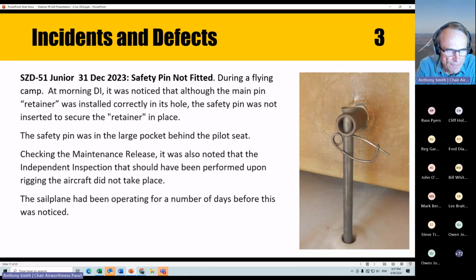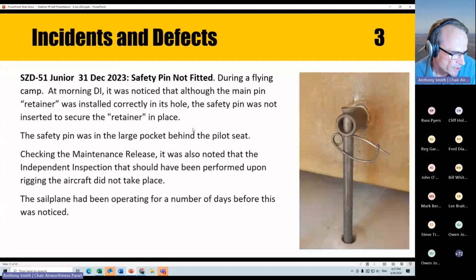The safety pin was subsequently located in the large pocket behind the pilot's seat. Now, when they checked the maintenance release, it was found that the independent inspection after rigging the sailplane had not been performed, and that there'd been several DIs. This aircraft had flown several days at the camp, and it had been several DIs before they realised that the safety pin in the main pin was not fitted.